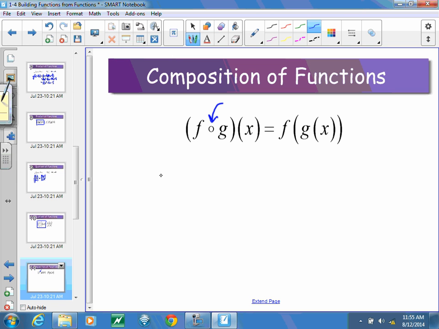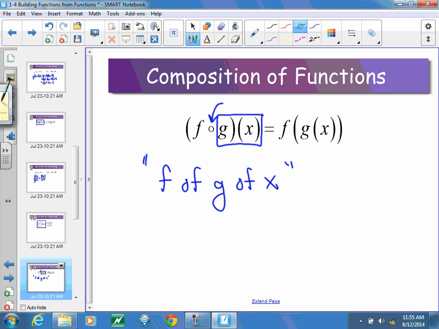This right here is saying f of g of x. Okay, that's what this is saying. So what's happening here is we are going to take g of x, we're going to evaluate that, and then we are going to plug that into the function of f.